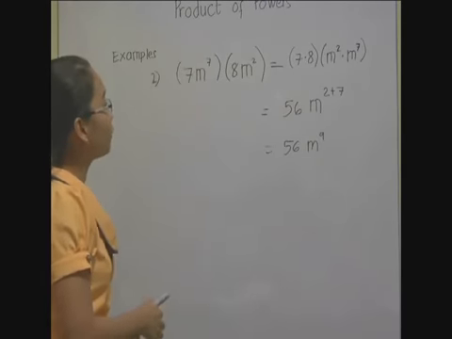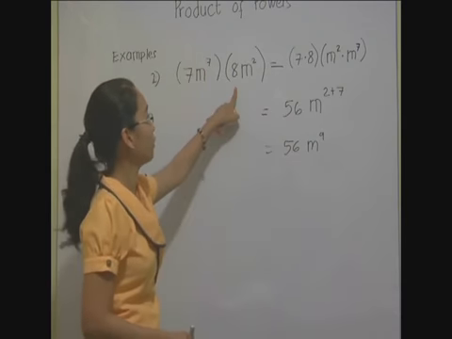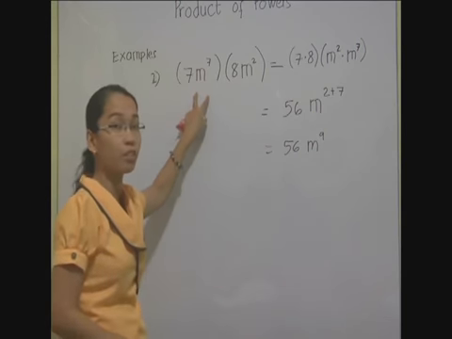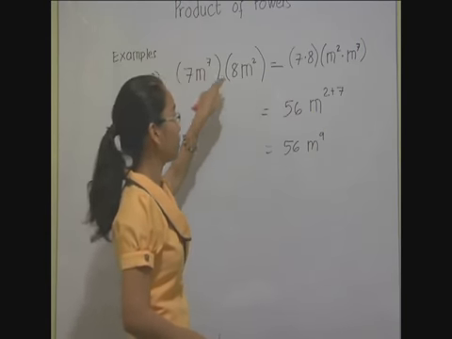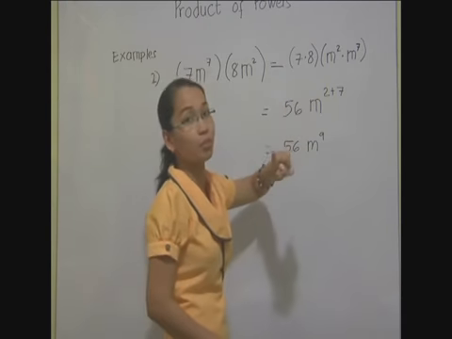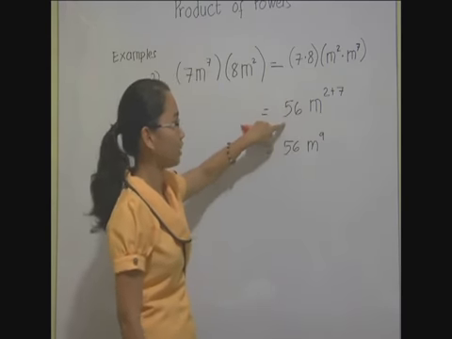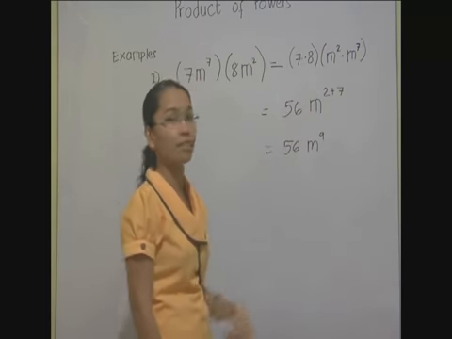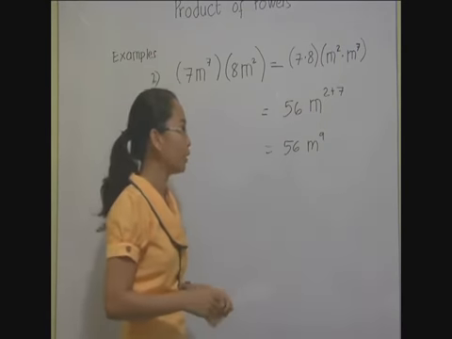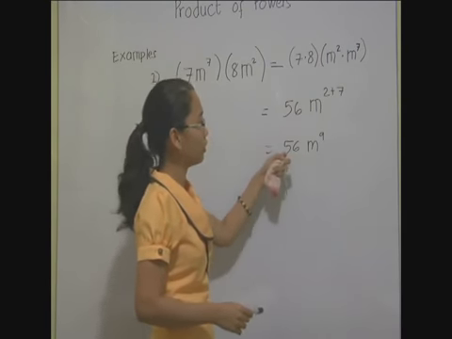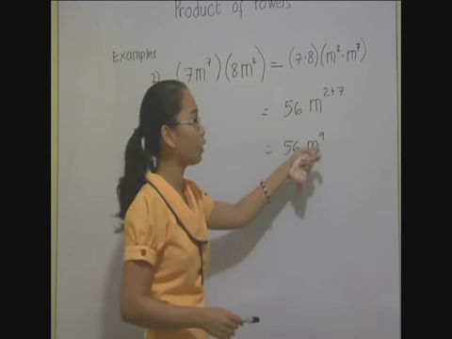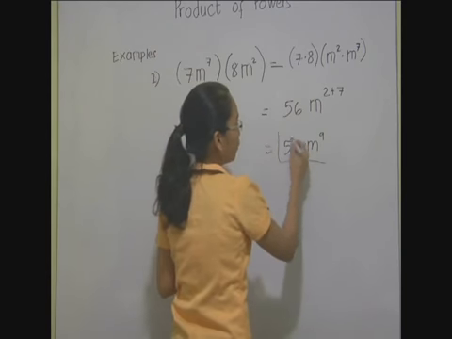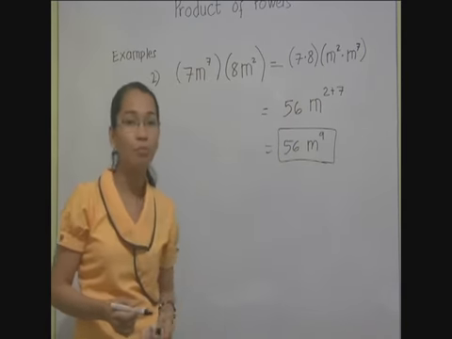If we have 7m to the power of 7 times 8m to the power of 2, this is just equal to, we can regroup the numerical coefficients, which are 7 and 8, and also m to the power of 2 times m to the power of 7. 7 times 8 is equal to 56 times m to the power of 2 plus 7, because they have the same base, m. So it is 56 times m to the power of 9, because we add the 2 and 7. So the final answer is 56m to the power of 9.